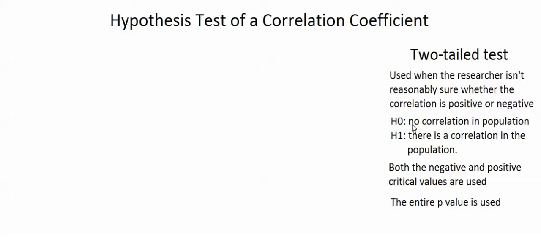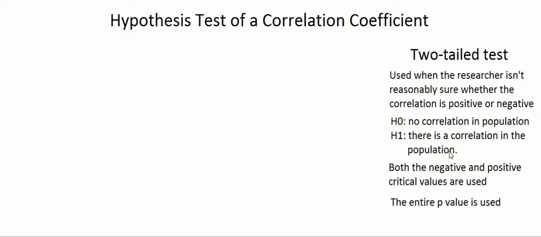In a two-tailed test, the null hypothesis, which is H0, says that there's no correlation in the population, and the alternative hypothesis, which is H1, says that there's a correlation in the population. The alternative hypothesis doesn't say whether the correlation is positive or negative.